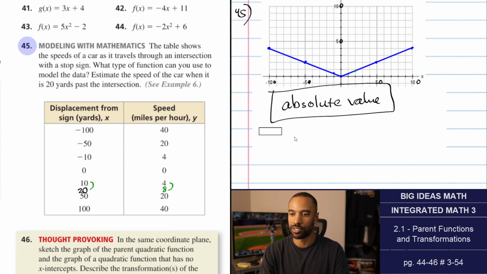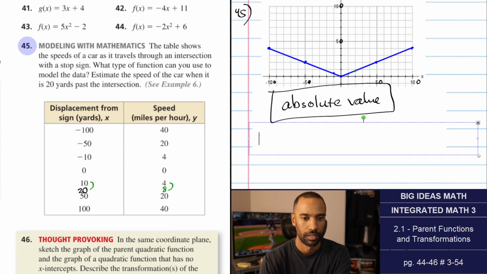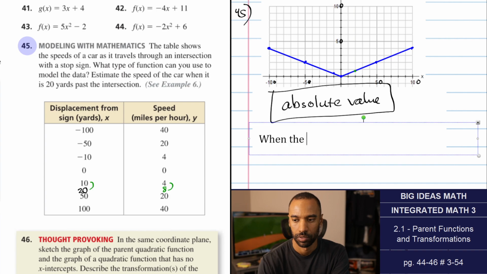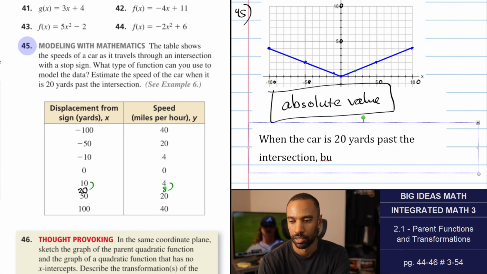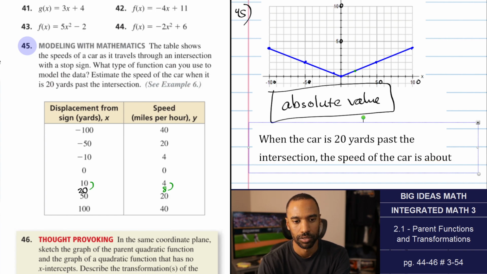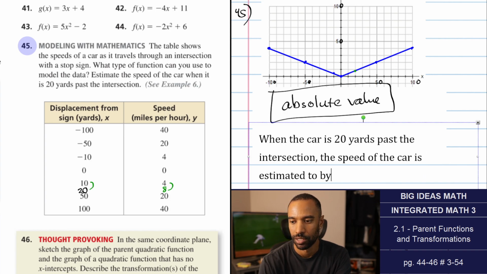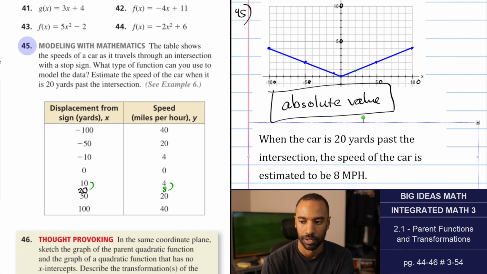About 20 yards past the intersection, the speed of the car is estimated to be 8 miles per hour.